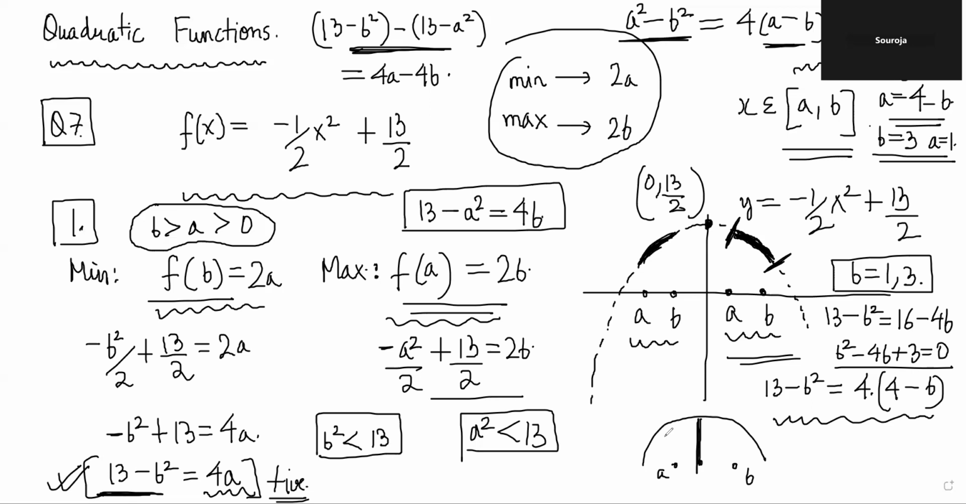In case 2, the minimum value will be f of a and maximum value will be f of b. And in case 2, we have the condition a is less than b and less than 0. All the things are less than 0. And you may or may not get a solution. It depends on the equation. You have to work it out yourself.